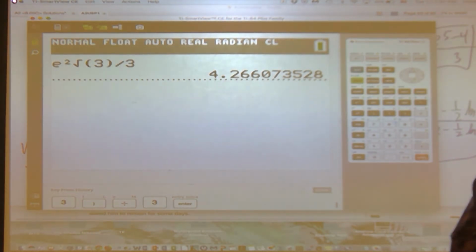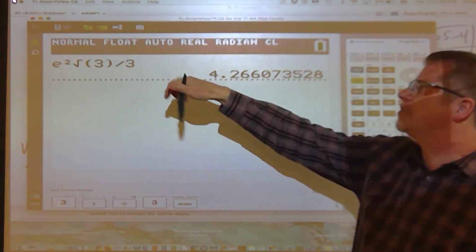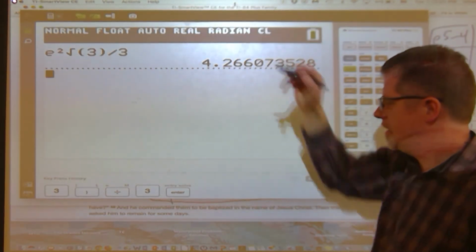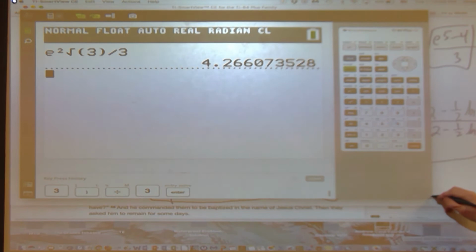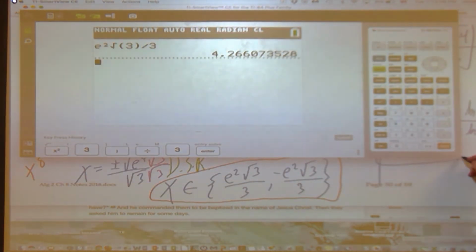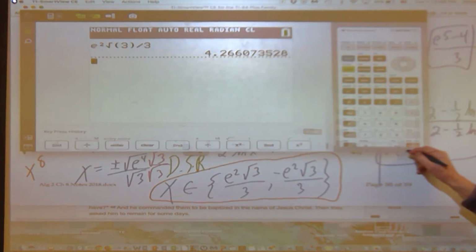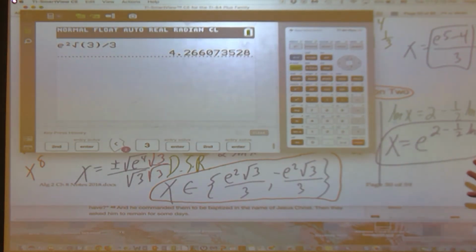Lauren, do you have yours? Yeah, just take it out. Type in e squared radical 3 over 3. That's what it appears the answer is. And it is. I'm kind of nervous right now. My heart's beating a lot faster than usual.